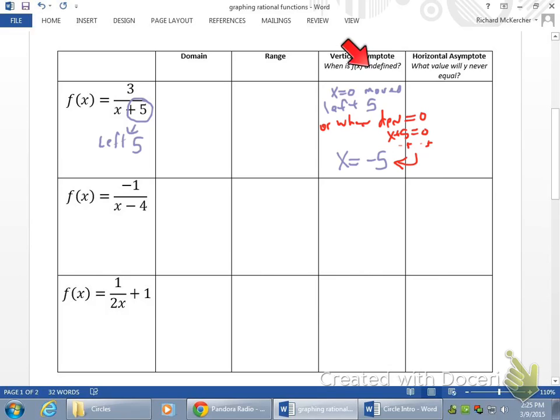Of course, once you know the vertical asymptote, the domain is going to be all real numbers except for that vertical asymptote.